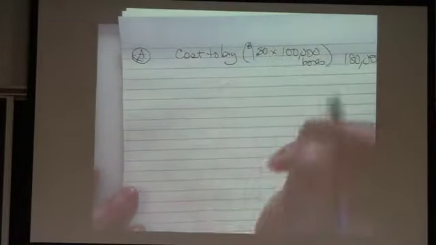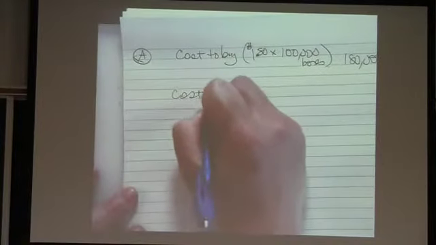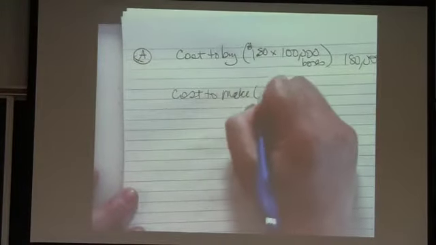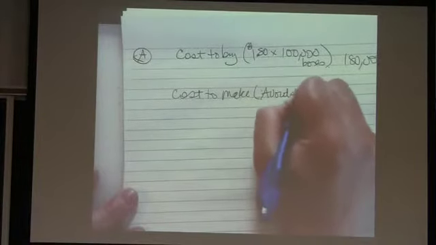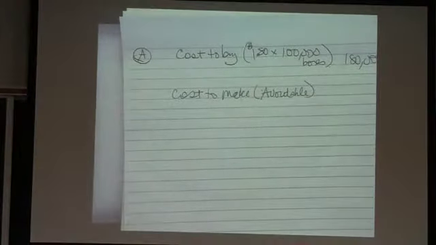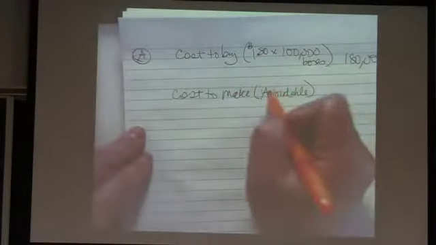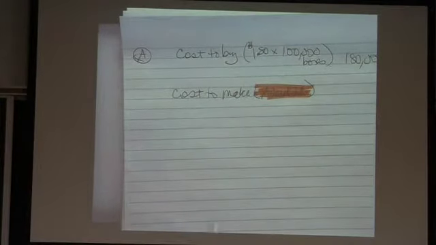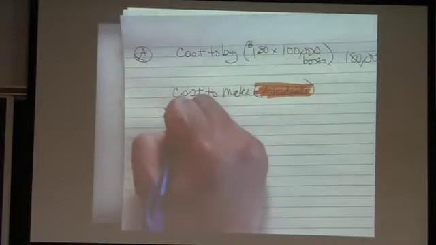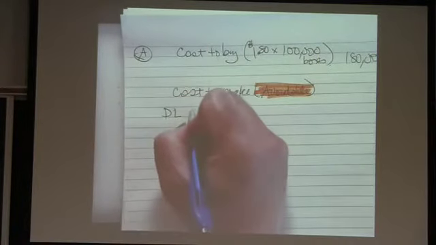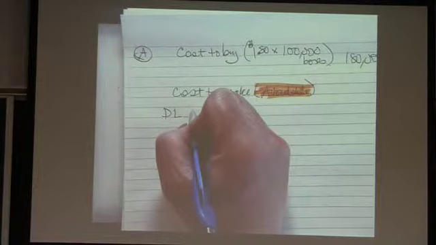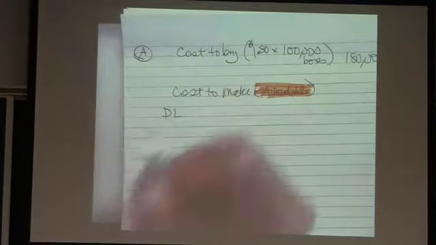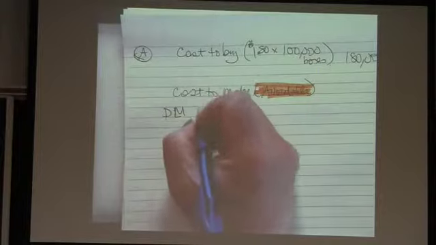Now, what is the cost to make? And we're only looking for avoidable cost. Avoidable means if we don't make, this is how much of these costs will disappear. Avoidable, okay? So direct labor, what does it say? Direct labor is $4. Sorry, direct materials is $4.